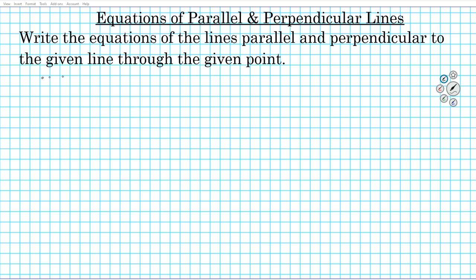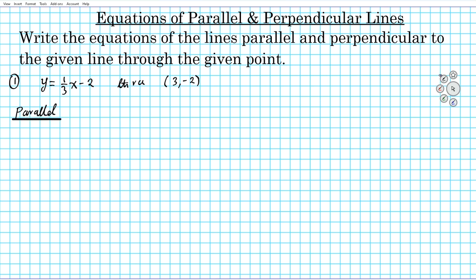given point. So for question number 1, let's say we have the line y equals 1/3 x minus 2, and it's going through the point 3, -2. Okay, so we're going to write the equation of the line parallel and perpendicular to this line right here that goes through this point. So we're going to start with the parallel line, and then we'll do the perpendicular line situation after that.